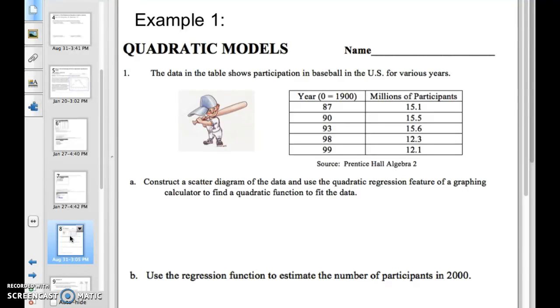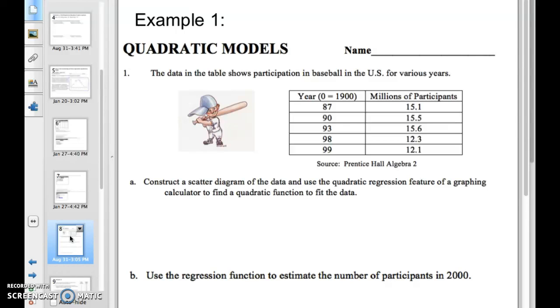Example 1, quadratic models. We're going to work through 4 examples. I'm going to do one, and I'm going to have you try 3 of them on your own. Each example asks specific questions about the data itself, and you need to be able to use your calculator and manipulate it to answer the questions correctly. The whole goal of this is to be able to use the calculator, so please follow along with your calculator as I do this example. I'm only going to do part A in this video.